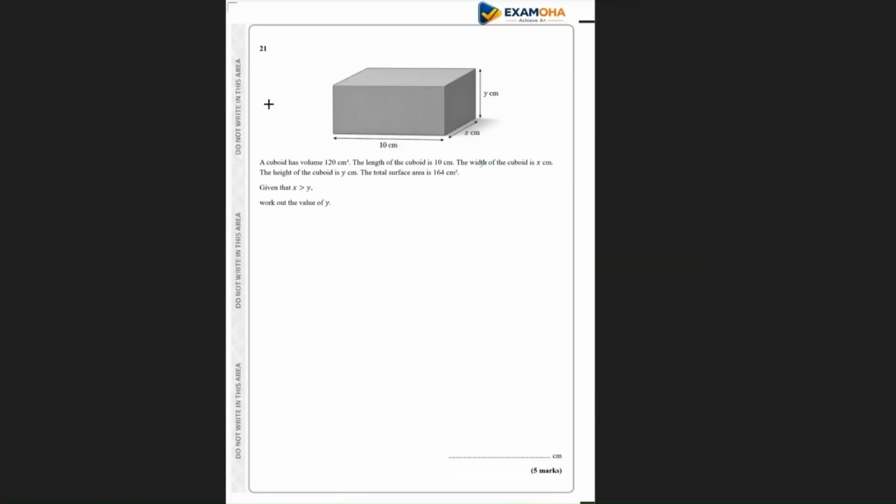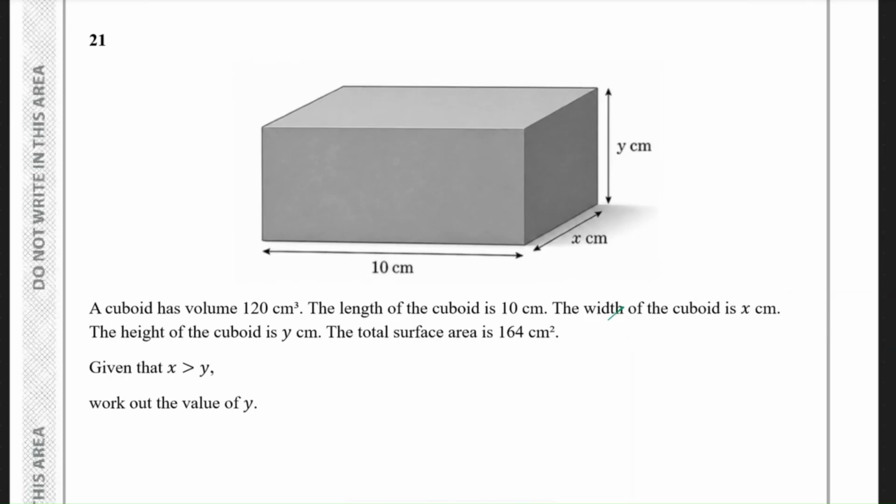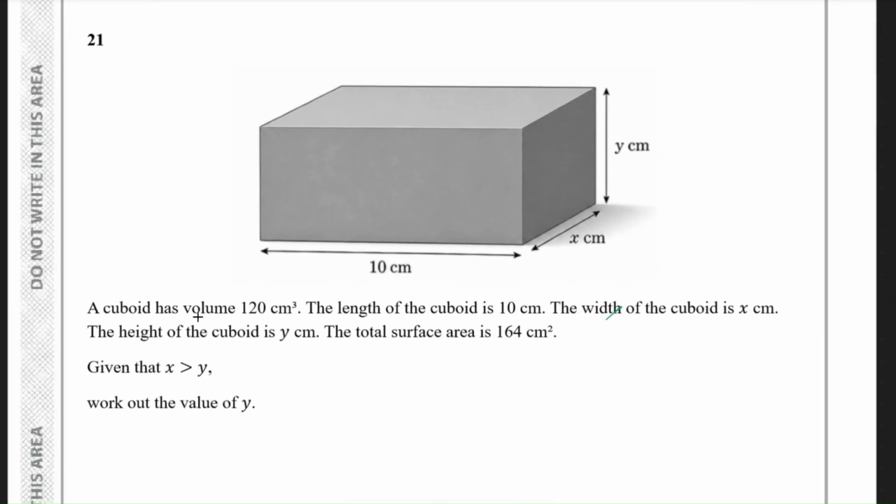This question: a cuboid has volume 120 centimetres cubed. The length of the cuboid is 10 centimetres. The width of the cuboid is x centimetres. The height of the cuboid is y centimetres. The total surface area is 164 centimetres squared. Given that x is greater than y, work out the value of y. You have to look at this question carefully and try to find out what our key words are.